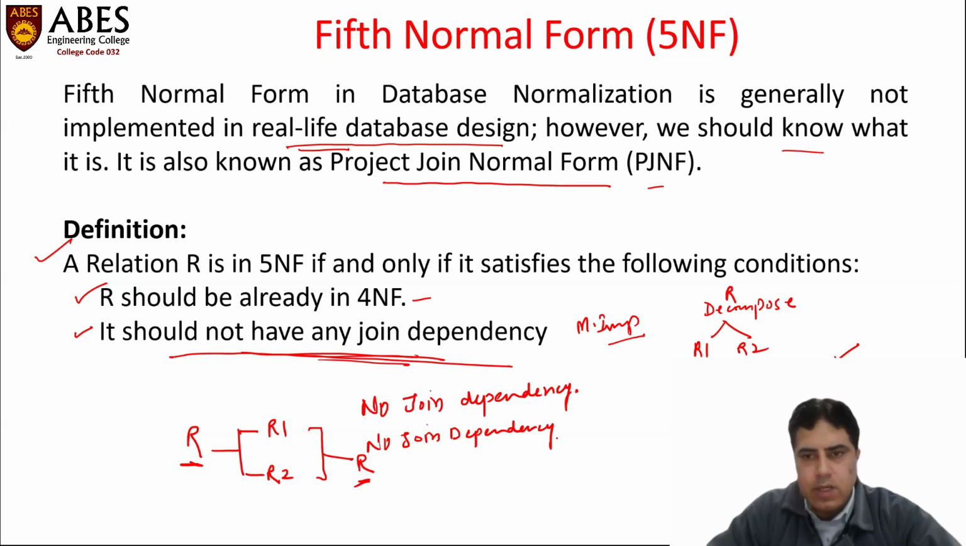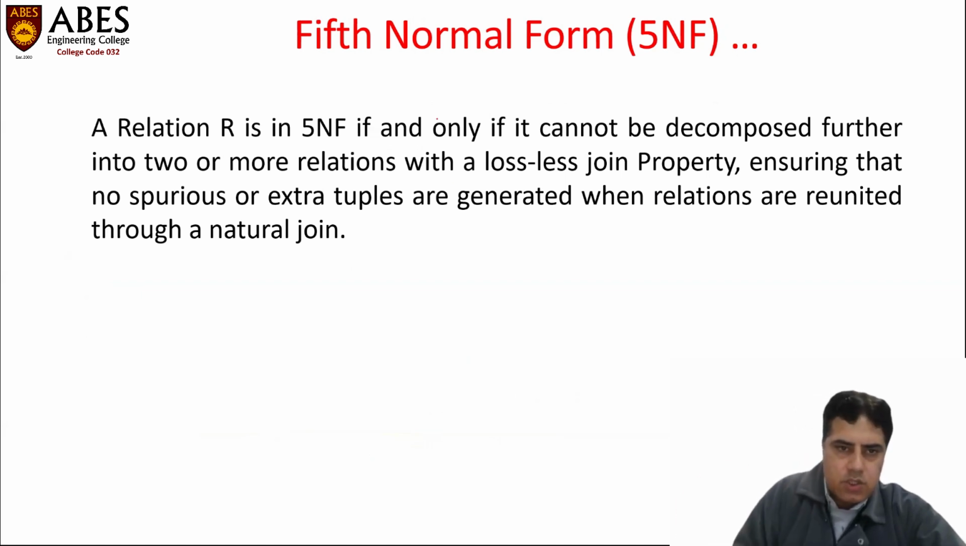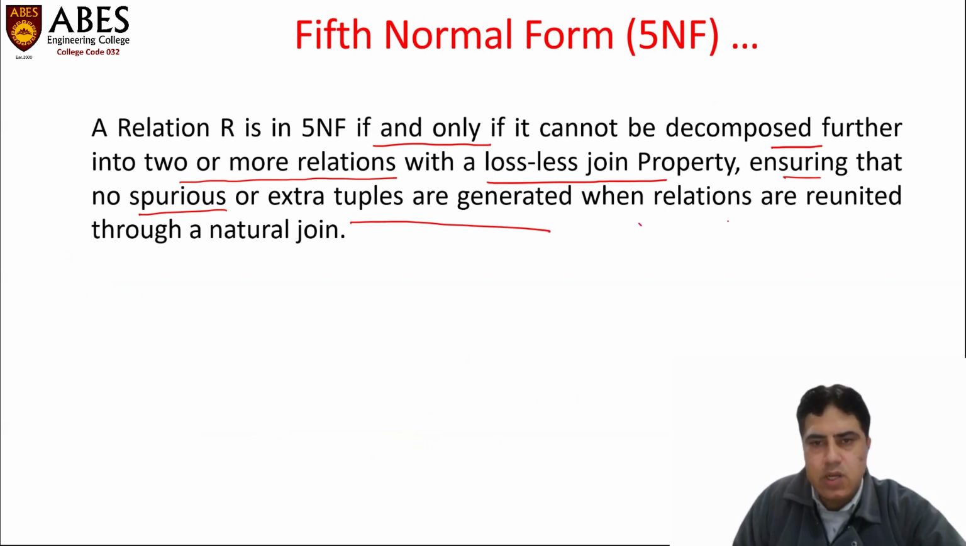I hope you understand the concept. So a relation R is in 5NF if and only if it cannot be decomposed further into two or more relations with a lossless join property, ensuring that no spurious or extra tuples are generated when the relations are reunited through a natural join.